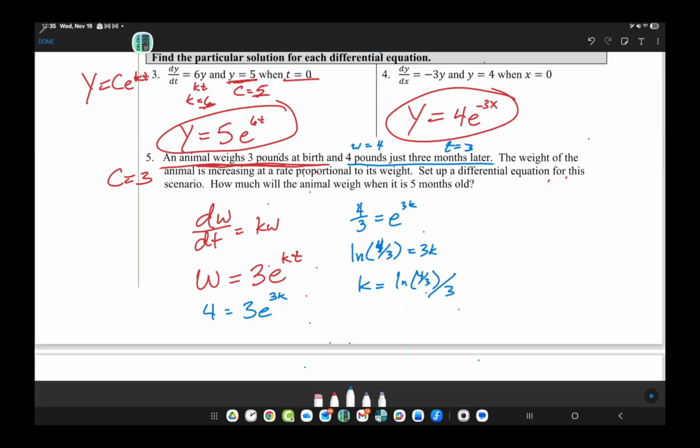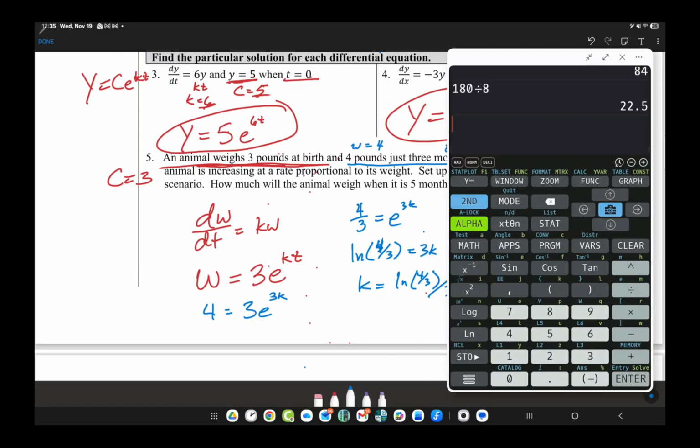Now, it's not going to be fun to type this into a calculator, so I'm going to store this as a value. One thing you do not want to do on these types of questions is round until you're done. Even just a little bit can throw things off. So we are going to put this in your calculator. We're going to type in the natural log of 4 divided by 3, close parentheses, divided by 3, and we get that number there.